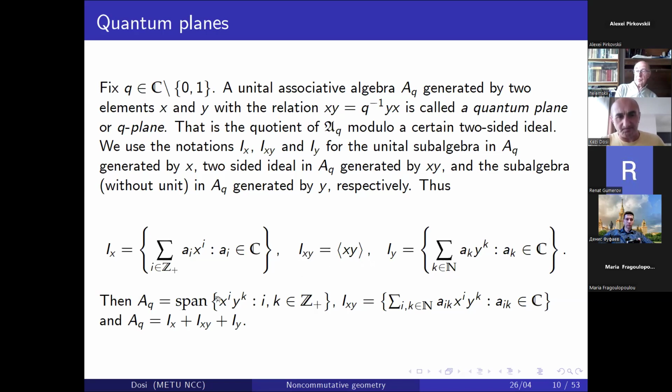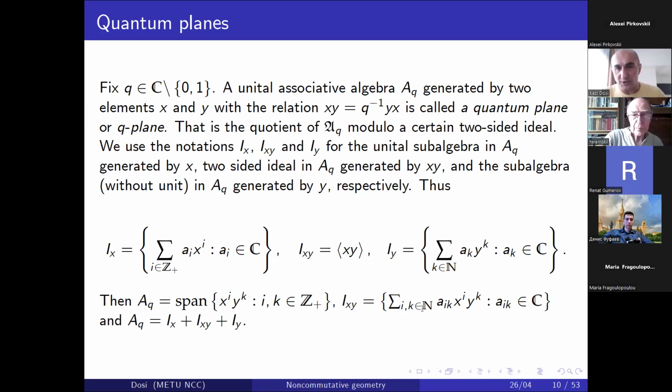So you can easily see that every Q plane A_Q is just the span of all ordered monomials, because we can easily flip them. Once you're flipping it, the Q pops up, so no problem. Whatever non-ordered monomials can be written as ordered ones. So for example, I_xy will be this one, the sum of all combinations where i, k are at least 1. So overall, my algebra is just the sum of these three subalgebras. This one is a two-sided ideal, this is a unital subalgebra, this is a non-unital subalgebra. So it's not so hard, right, to see it.